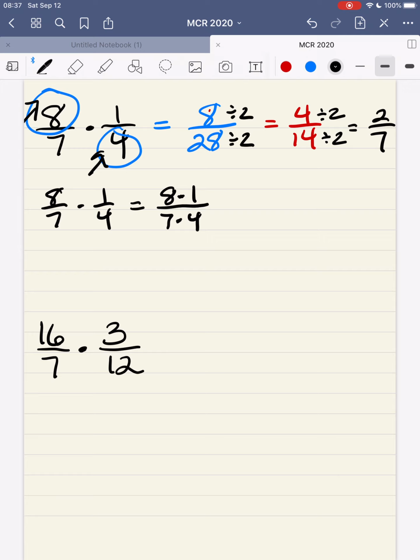And I noticed that my 8 and 4, I could divide 4 into 8. So I can go ahead and say, okay, well, 4 divided by 4 is 1. 8 divided by 4 is 2. And now when I multiply straight across, I end up with my 2 over 7. I still got to the same place.